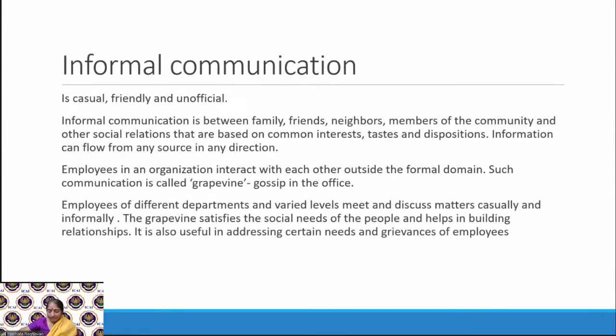Yes, quick. So what is grapevine communication? So why is it named grapevine? I don't know, it just has a special name. Dispositions, where do we get that disposition? Yeah, common interests, tastes, and dispositions: the way they carry themselves, the way they behave, the way they interact.